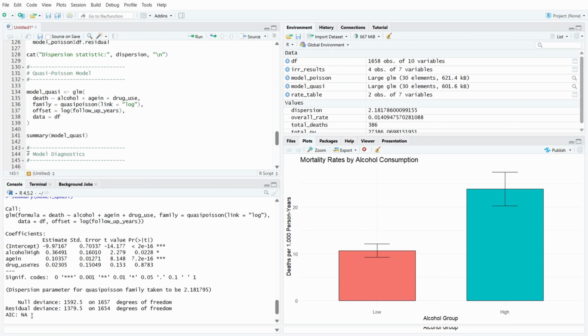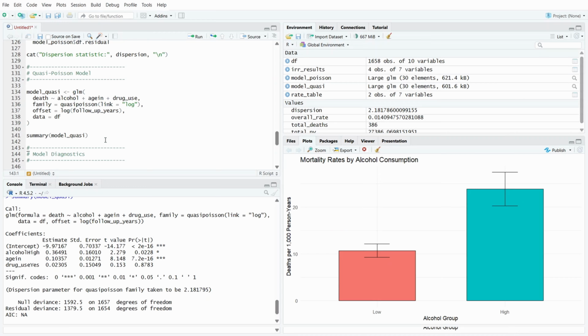One other thing to note, the AIC is not reported for quasi-Poisson models, so we can't use it for model comparison in the usual way. So, to sum up, the main conclusions stay the same. Alcohol and age are associated with higher mortality, drug use is not. But after properly accounting for overdispersion, the evidence for alcohol is more modest while age remains a very strong and consistent predictor.